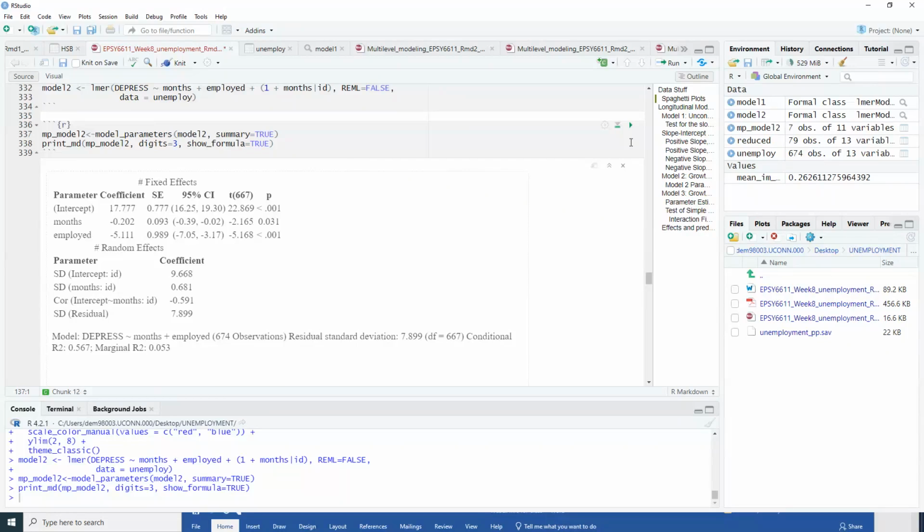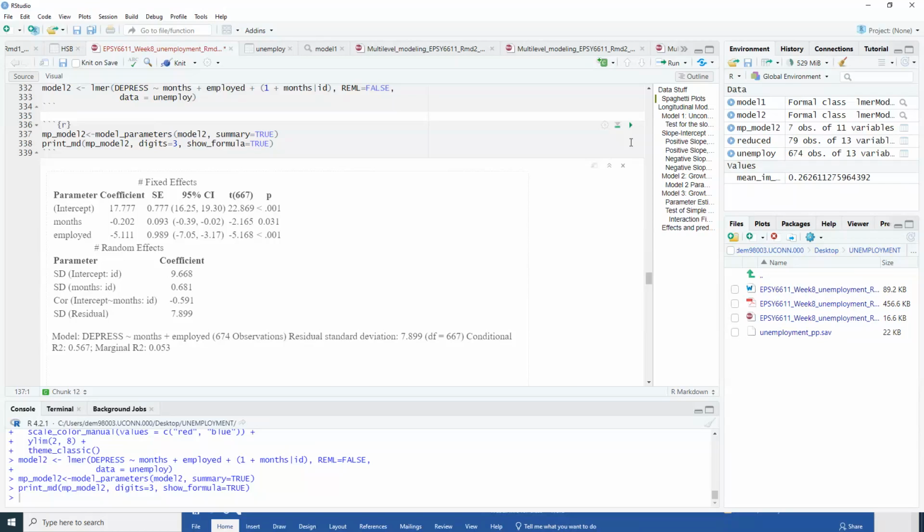And what about this employed parameter estimate, negative 5.11? That's the effect of employment status on depression. So what does that look like? I'm starting out at 17.78, and I'm going down by 0.2 points per month as long as I'm unemployed. And then let's say I get a job. What happens? I predict a drop of 5.11 points.